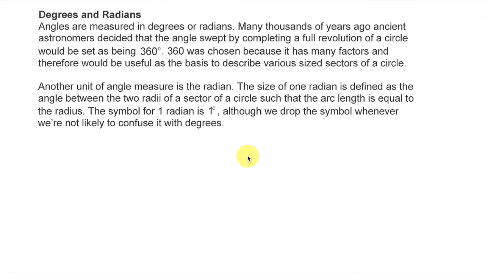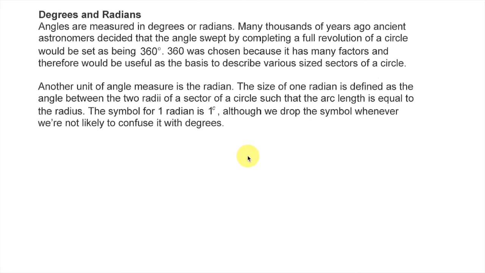Now, 360 has lots of multiples in it, lots of factors. So, as an example, if I wanted to have a quarter of a circle, I could represent that as being 90 degrees. If I wanted a third of a circle, then it would be 360 divided by 3, which would be 120 degrees. If I wanted half a circle, I would have 360 divided by 2, which would be 180 degrees. If I wanted an eighth of a circle, you get the idea, it would be 360 divided by 8, which would be 45 degrees.